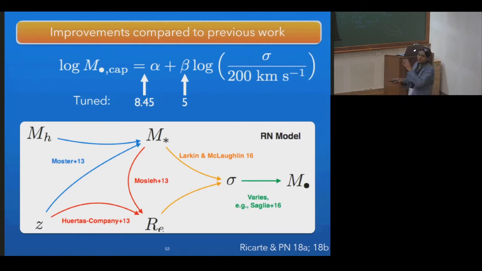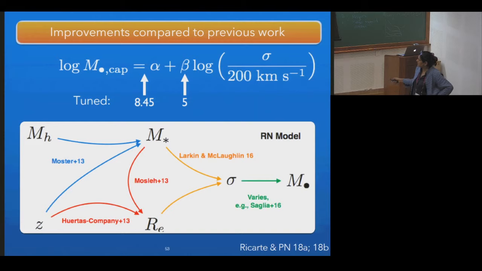So how do these models work? You start with a dark matter halo mass. Then you use data to map between halo mass and stellar mass. Of course, we extrapolate some of these relations to high redshift: they are measured out to redshift 4 or 5, but we extrapolate them to higher redshifts. Then we also have data that relates stellar mass to the sizes of galaxies as a function of redshift.